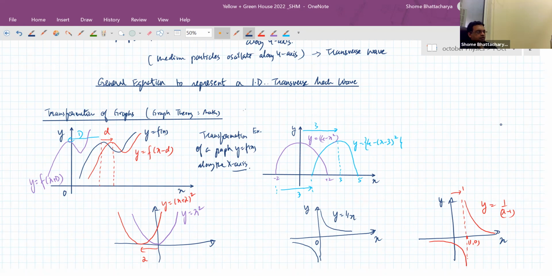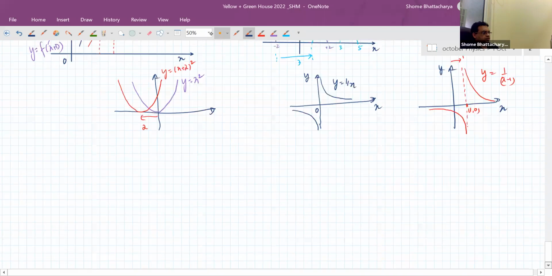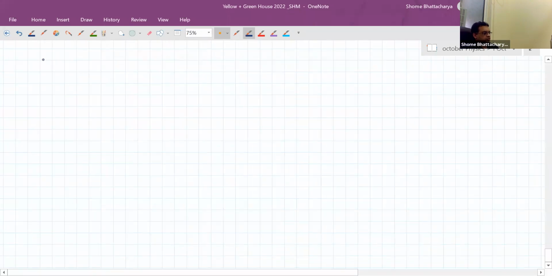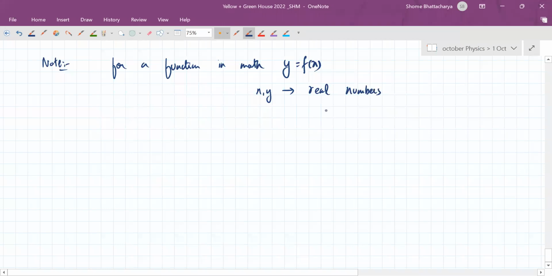Okay, now the only slight difference is that when we write a maths function, y is equal to f of x, x and y are both real numbers. Okay, they are dimensionless.